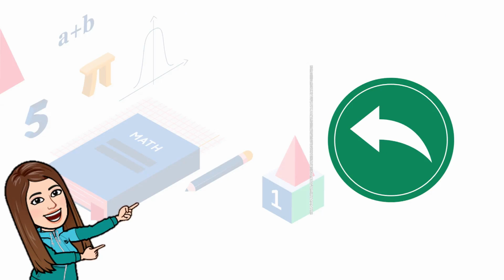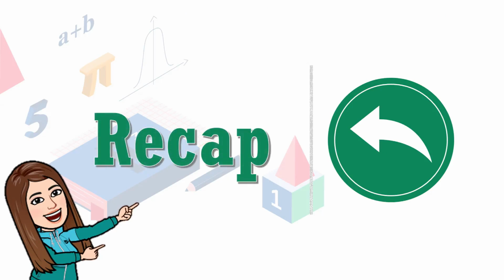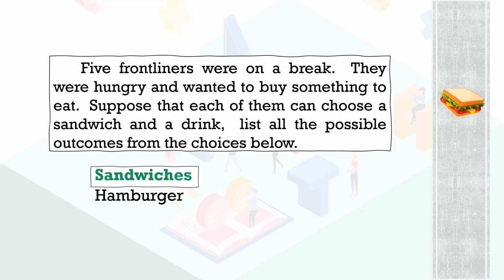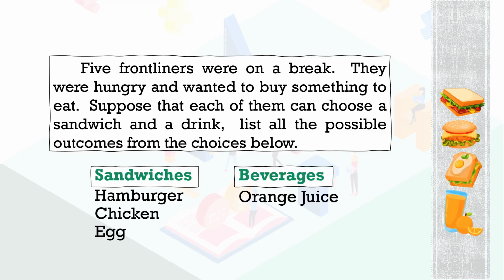Before we proceed to our lesson for today, let us solve this problem. 5 frontliners were on a break. They were hungry and wanted to buy something to eat. Suppose that each of them can choose a sandwich and a drink. List all the possible outcomes from the choices below. For sandwiches, we have hamburger, chicken sandwich, and egg sandwich. For beverages, we have orange juice and coffee.